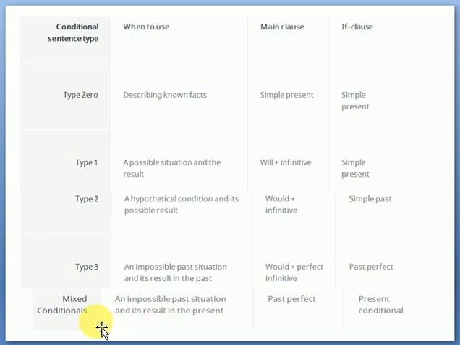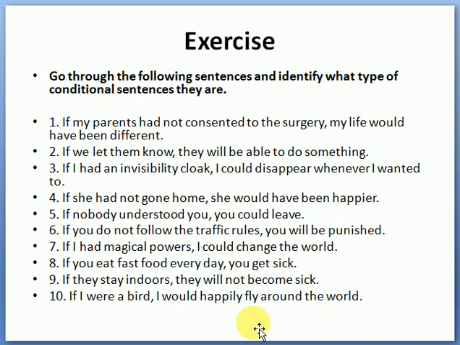Now if we have a look at the mixed conditionals, then we see that mixed conditionals discuss some impossible past situation and their result in the present. And about the grammatical structure, past perfect is used in the if clause and present conditional is used in the main clause, present conditional meaning would, could or should plus the first form of the verb. So this is how, if we get to know about their uses plus their grammatical structure, that would be helpful for us to identify the different kinds of conditional sentences.